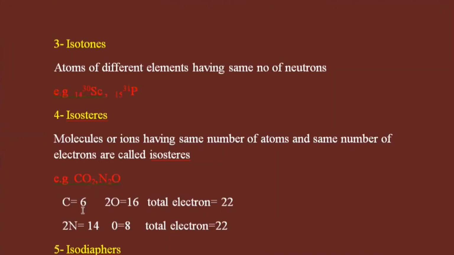When you count the number of electrons in CO2, carbon has 6 electrons. 2 oxygen means 16 electrons because 1 oxygen contains 8 electrons. So total electrons in CO2 is 22. And when you take the example of N2O, 2 nitrogen has total 14 electrons and 1 oxygen has 8 electrons. So total electrons in N2O is also 22, as both contain 3 atoms and both contain 22 electrons. So they are isosteres of each other.